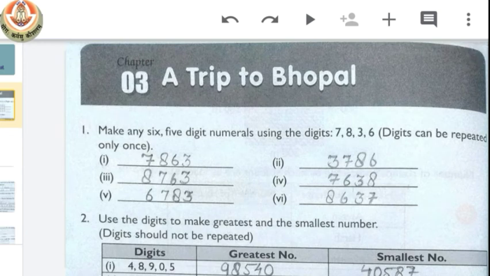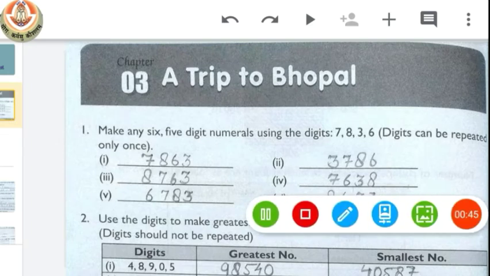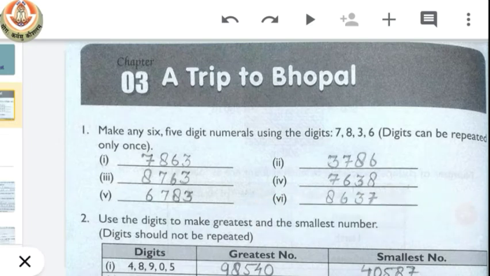Okay, so let's start. In the very first question, we have to make 6 numbers of given 4 digits, and in that number, not a single digit can be repeated. So we all know that we can make so many numbers with the use of 4 given digits. So let's see how we have to do.